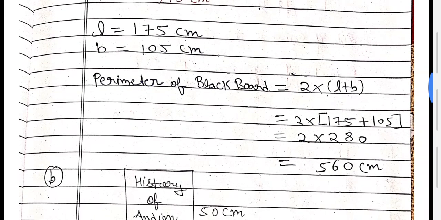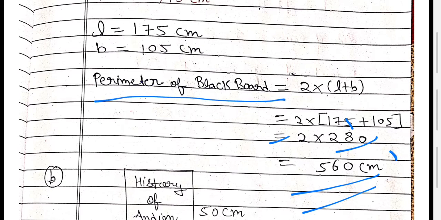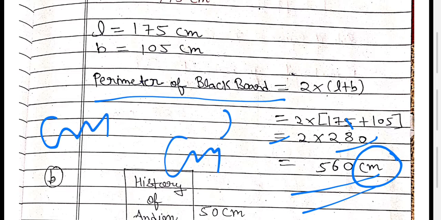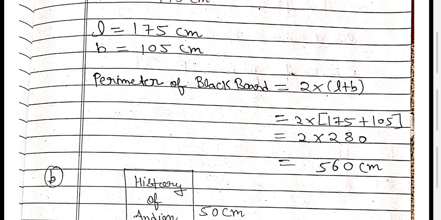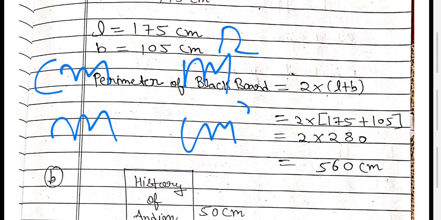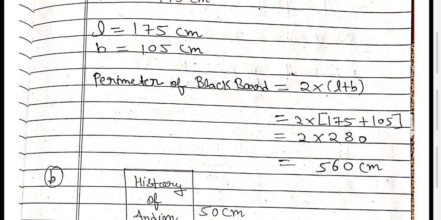Now according to BODMAS, you have to solve the first bracket. 175 plus 105 you get 280. When you multiply 2 by 280 you get 560. So perimeter of the blackboard is 560, and in the last you have to write centimeter. In perimeter you write centimeter or meter, and in area you have to write meter square or centimeter square with the unit.